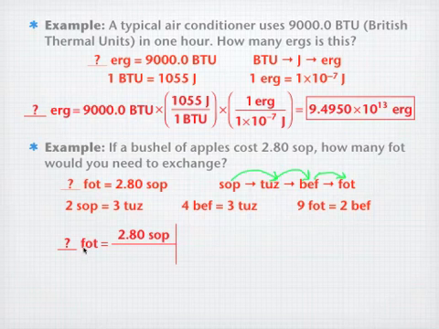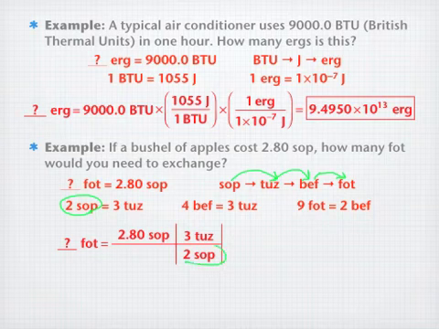We start off by putting our unknown on the left side equals our starting number. Always put the starting number first, 2.80 sops. In the conversion factor, sops are going to go in the denominator. So 2 sops in the denominator. We have 3 tuz in the numerator. The unit sops cancel out. Remember, only the units cancel out. The values do not. Now we have tuz.